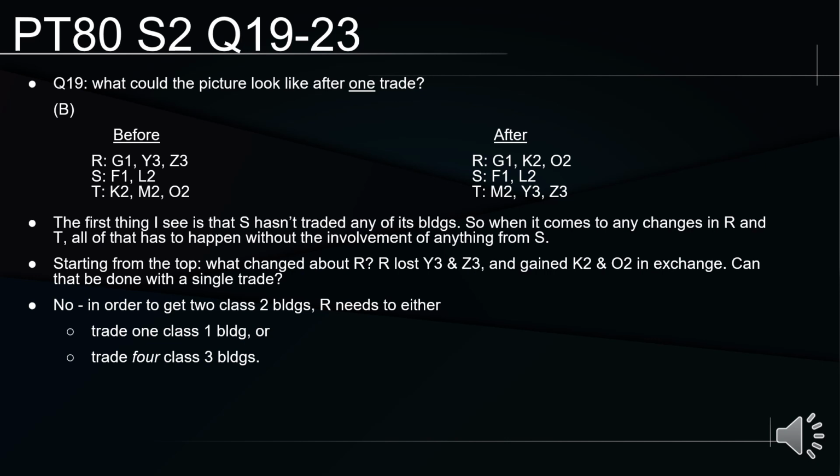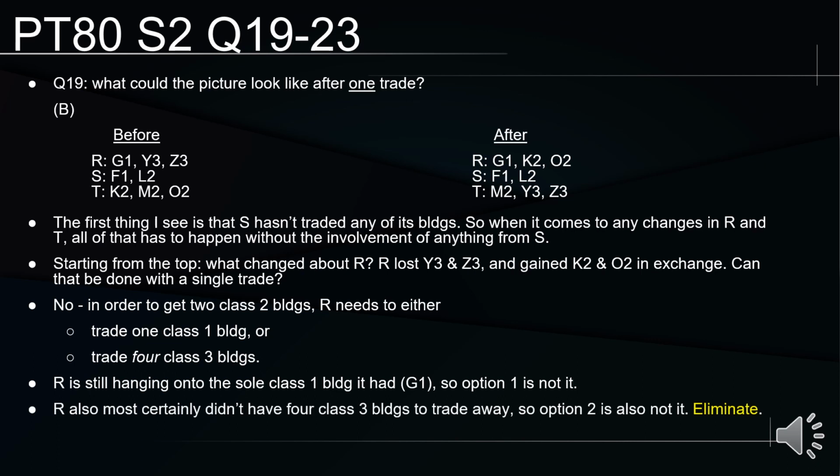Y and Z are the only two that exist as Class 3 amongst all the buildings across all the companies. And it turns out that R is still hanging on to the sole Class 1 building that it had, G. So option 1 clearly isn't it. And as we just discussed, R most certainly didn't have 4 Class 3 buildings to trade away. Nobody does. Even if we took all the Class 3 buildings in the entire game, there's not enough. So option 2 also isn't it. And given that those are the only two ways that R could possibly have obtained 2 Class 2 buildings, that means that it's just not what we're looking for. So we eliminate B. It's not possible.